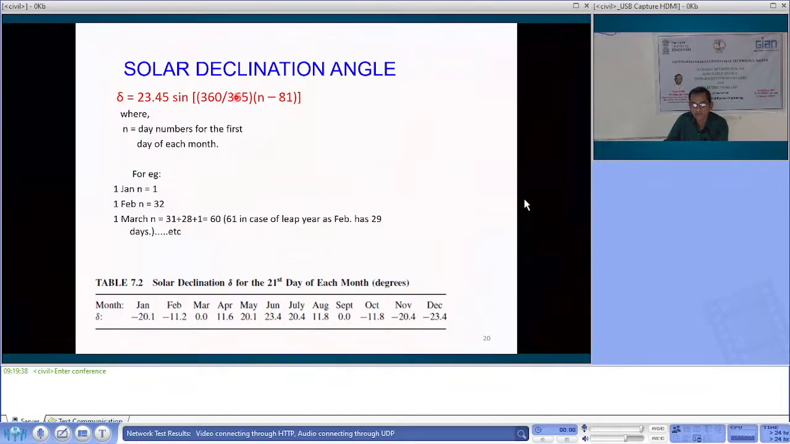So here, if you look at the formula, 23.45 is shown in June and minus 23.45 will be in December. That graph will be there accordingly.